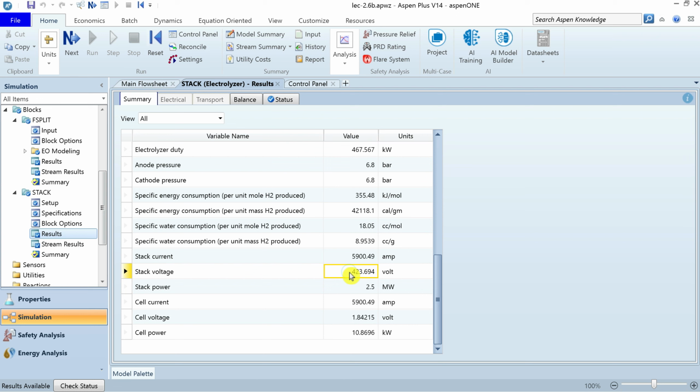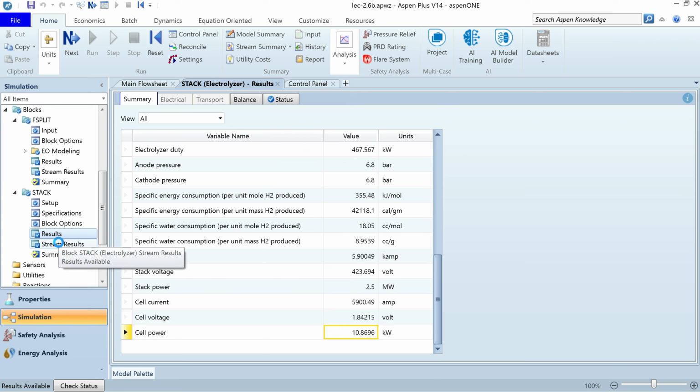Since all stacks are connected in parallel, the voltage will remain the same as 423.69 volts. Current is, however, distributed among 8 stacks. For each stack, there are 230 individual cells connected in series. So the voltage per cell will be 1.84 volts. Current will remain the same. So the total power consumption per cell is 10.86 kilowatt.